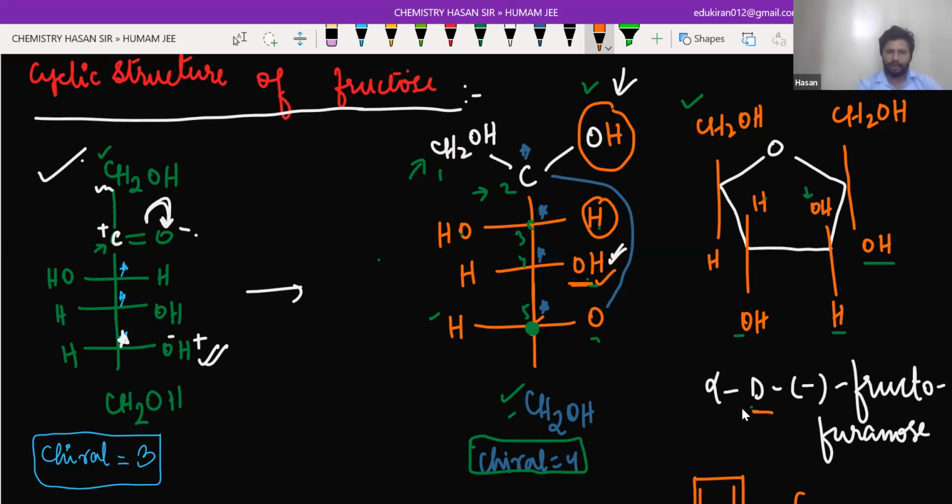Alpha and beta are isomers. The switching position, if you are going to switch this position to the left, then it becomes beta. And in this, the anomer is C2 anomer because the switching position is the second carbon. The first carbon is this. Are you getting my point? And in this, chiral carbon is 3, chiral is 4.